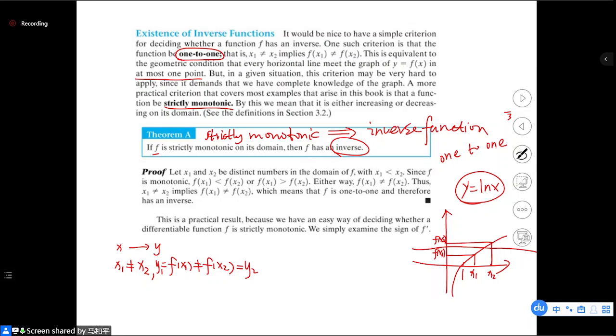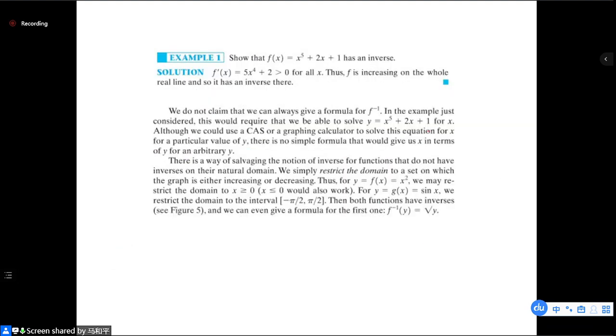We have the inverse function theorem: if f is strictly monotonic, then it has an inverse function. We can create one; I leave it for you. Now we have example 1. If we want to show that f(x) has an inverse, maybe we can use theorem A.